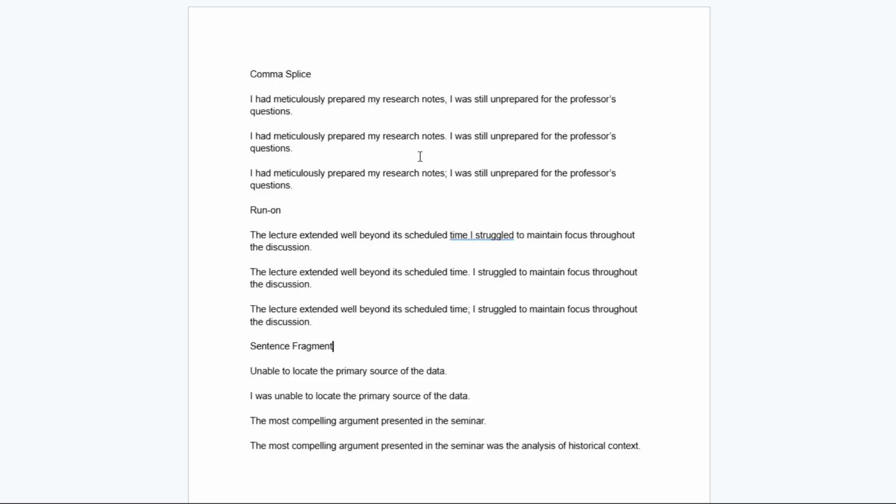So right here for the example I wrote: the lecture extended well beyond its scheduled time I struggled to maintain focus throughout the discussion. As you read this out loud, it sounds odd. It sounds like it doesn't belong, like there's something missing. That's because they're supposed to be broken up into two. This is a run-on sentence. Even Google Docs caught it here, where between time and I struggled, there should be a period.